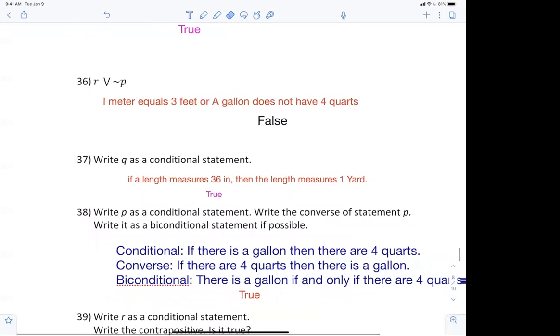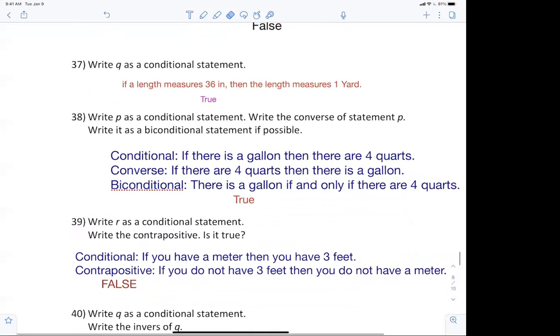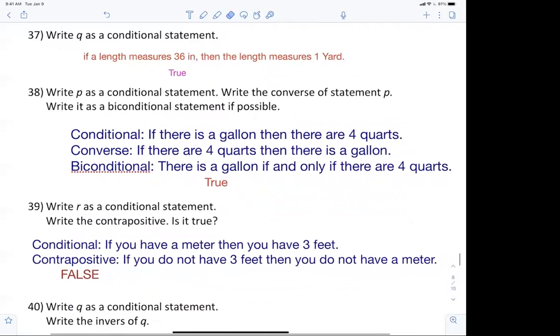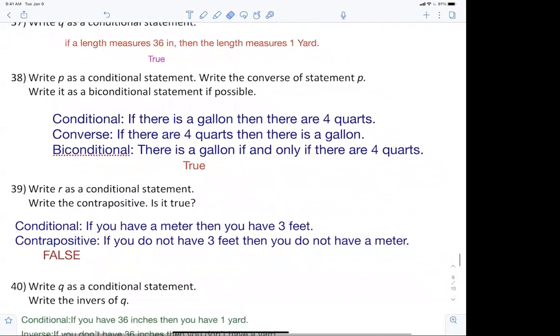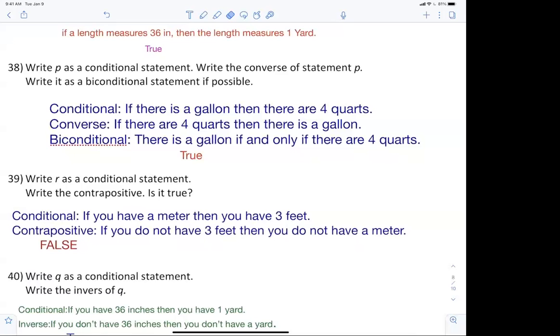Somebody else? Go. On 38, when it says write a biconditional statement, if possible, why wouldn't it be possible? Because its converse doesn't have to be true. So if its converse isn't true, you can't write a biconditional. That's true. You write a biconditional if the conditional and the converse are both true. You can write it as an if and only if.